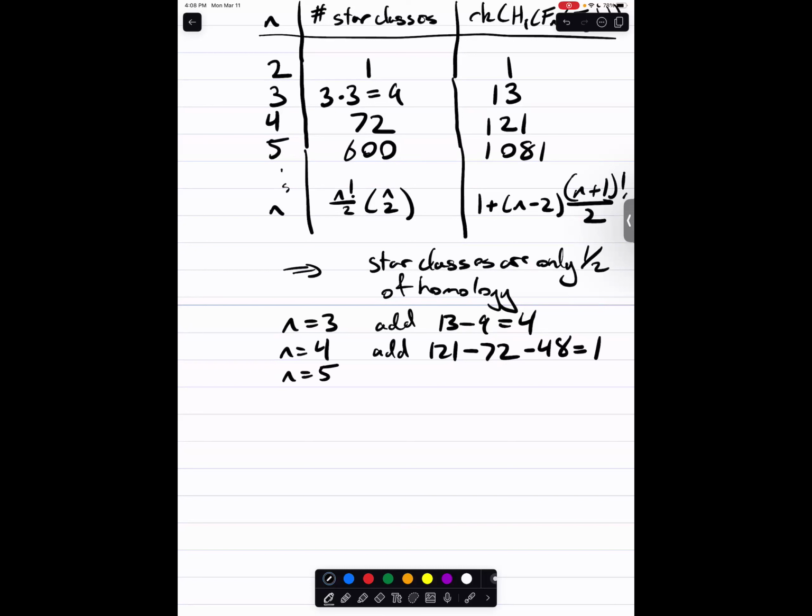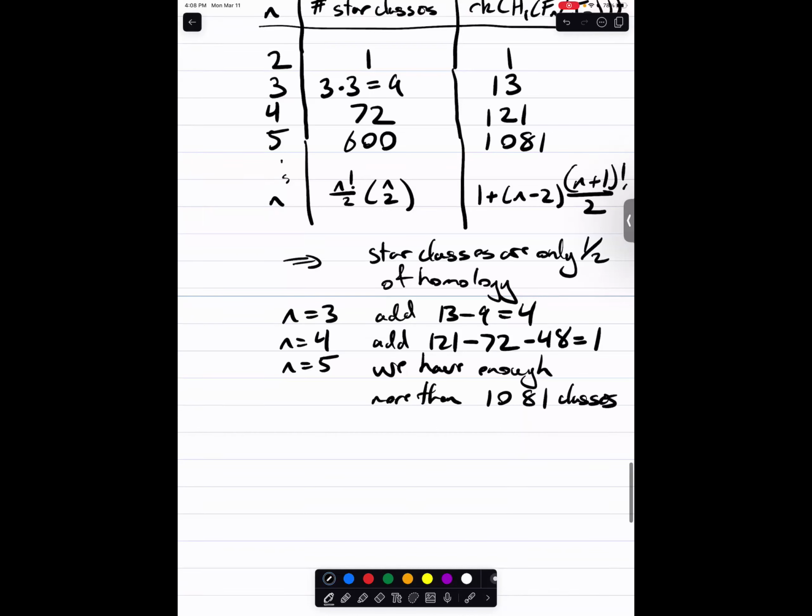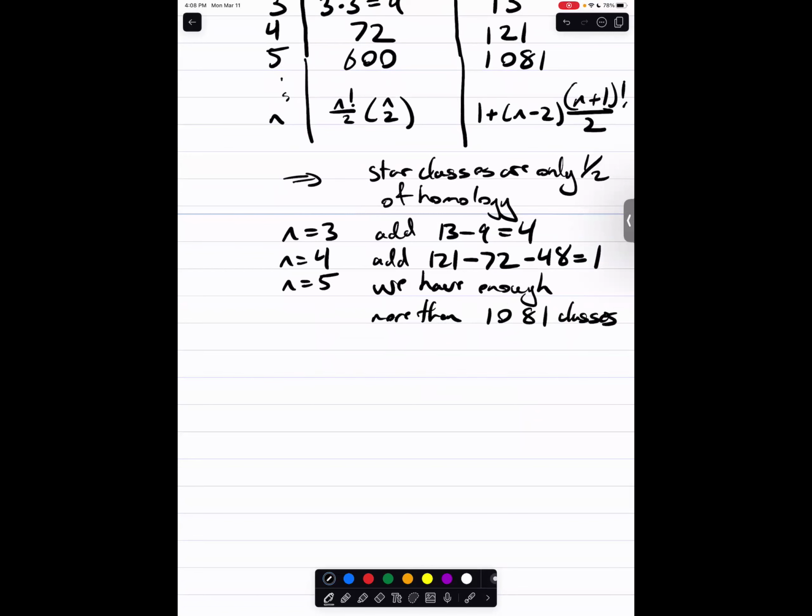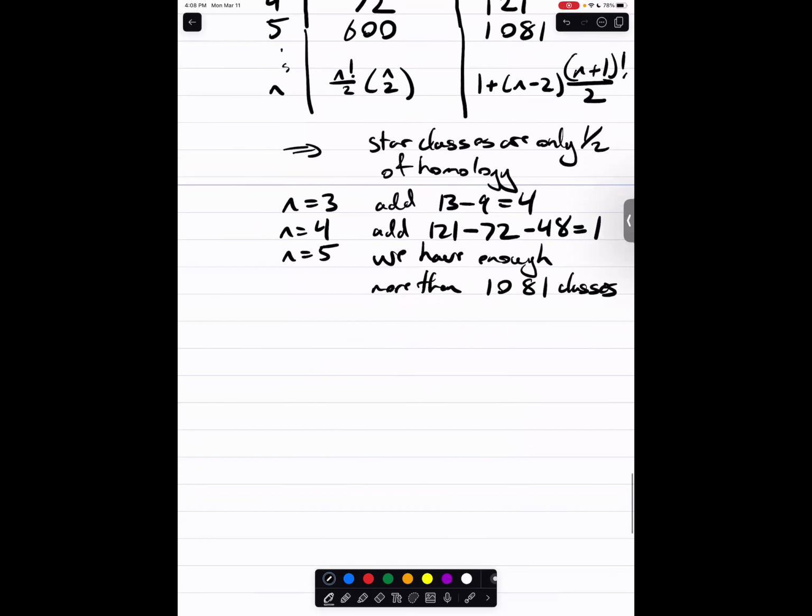And when n equals 5, we actually have enough. But how do we know that we have enough? I can give you a list of more than 1,081 classes, but how do I know there's not some relation between them? In order to do this, let's turn to a spectral sequence. So we want to prove we get everything.